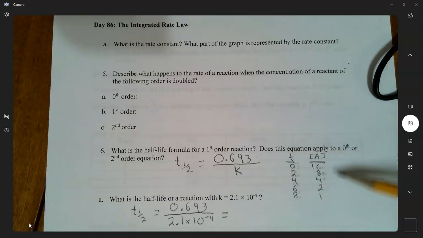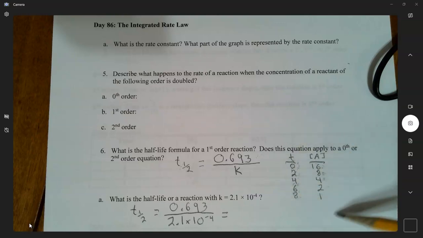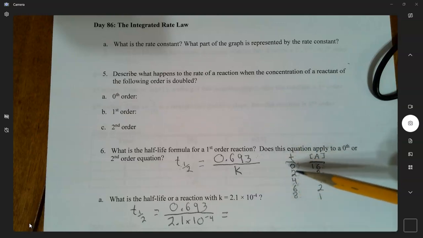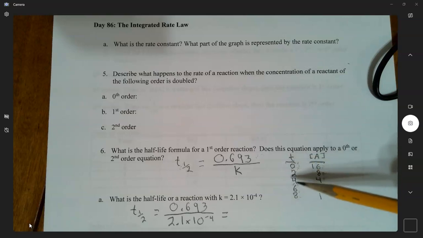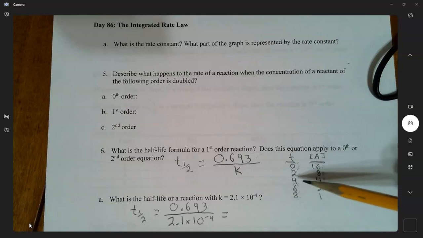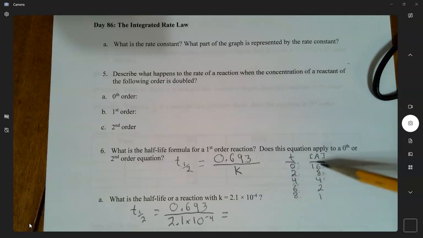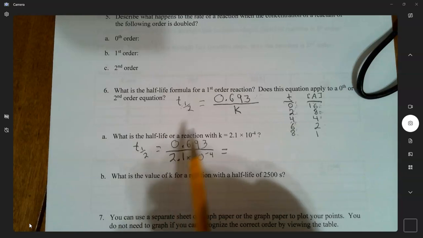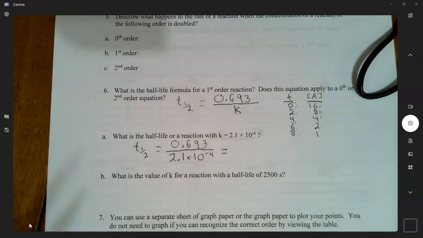So this would be an example of a first order half-life. The same time interval will produce a half-life. In this case, the half-life of this reaction is 2 minutes. Every 2 minutes, the reactant gets cut in half. Okay, so you simply plug in the k. If it gives you the k, you plug it in, and you can do that.